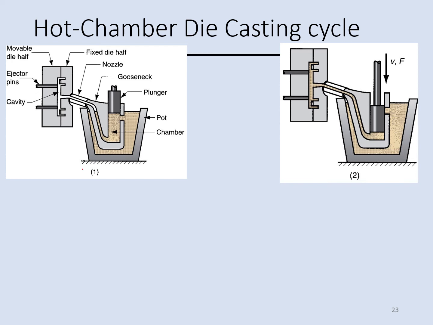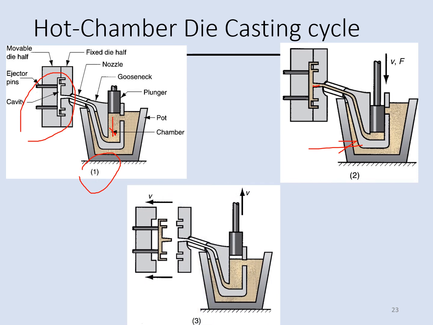In picture A, we have this die, which is closed, and the plunger is going to push downward, and it will create a flow of molten metal into the chamber, like in this picture. So this plunger actually creates high pressure. Because of that pressure, the molten metal will be under pressure inside the die. Then when the metal is solidified, the plunger is withdrawn, the die is opened, and the casting is ejected from the die.